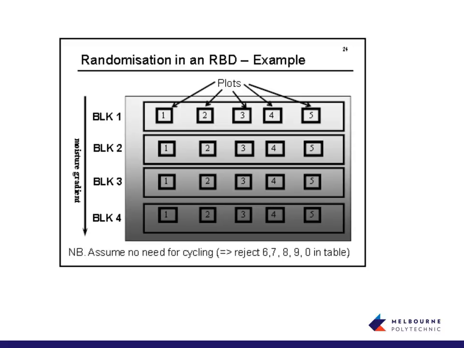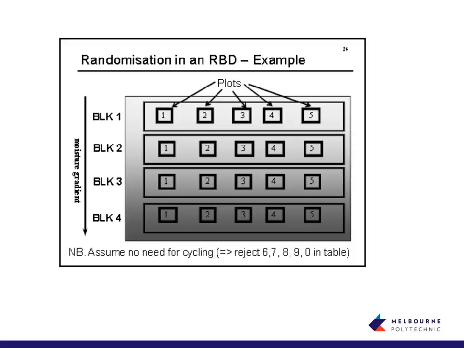So we have plots 1 to 5, so we find the first occurrence of the number 1, 2, 3, 4, or 5 from the table and assign treatment A to that. Then we go to treatment B and find the next number that we haven't used that appears on the random number table and do that for all 5 of our treatments.